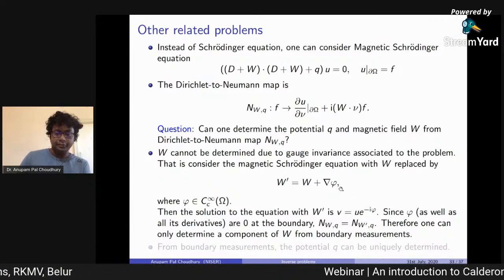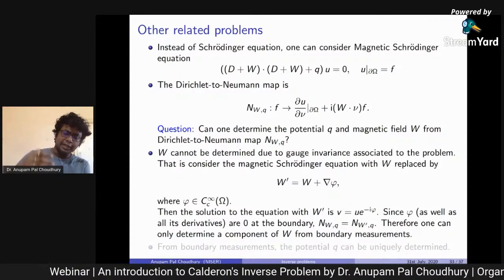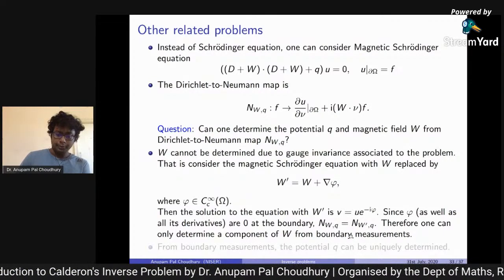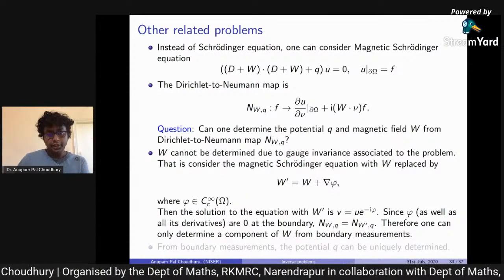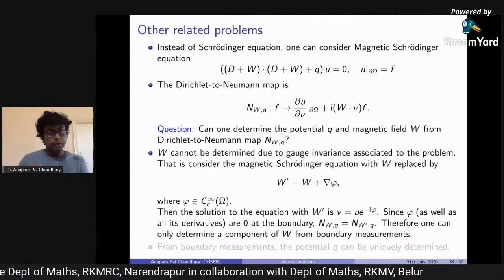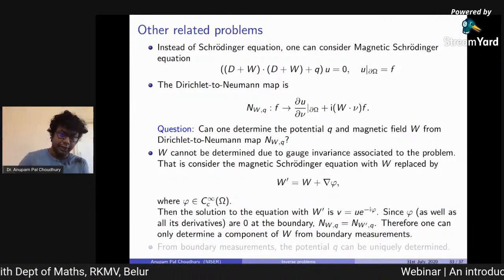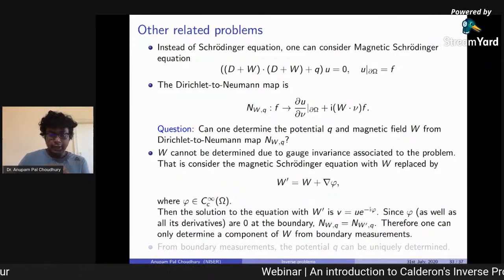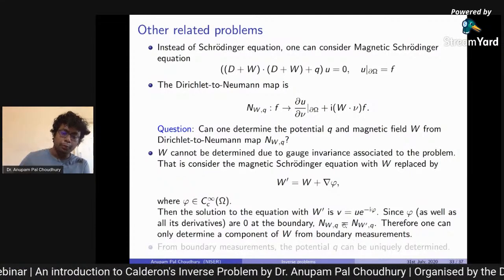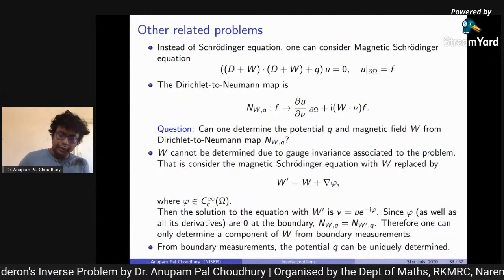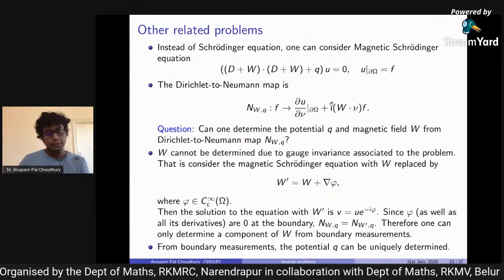There's something called a gauge invariance. Because of that, you can only determine certain components of W from boundary measurements. Remember, when W is 0, when W is not present, we just saw that Q, or lambda 1, or this gamma, so Q or gamma, can be recovered in dimensions n greater than or equal to 3, fully. But here, W cannot be fully recovered. You can only recover a component of W, but you can still recover the potential Q. The 0th order perturbation can still be done.